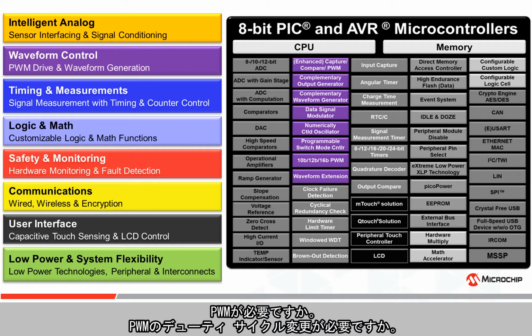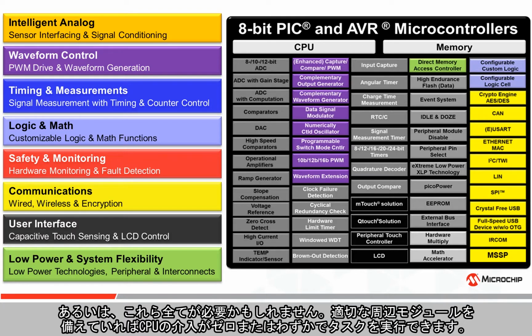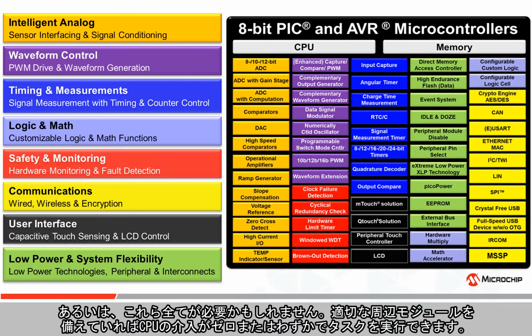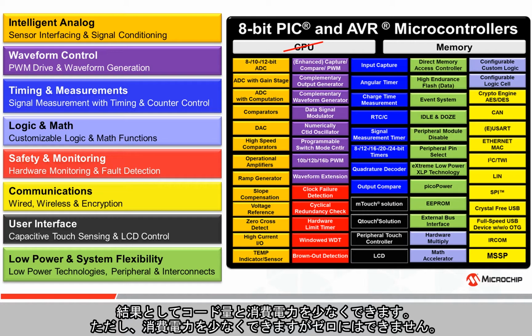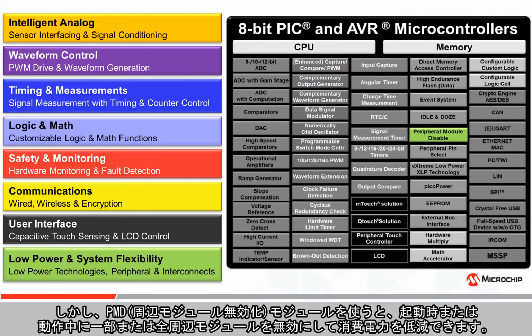Do you need to output a PWM? Maybe you need to change the duty cycle of the PWM. Perhaps you need system comms like I2C and SPI. Maybe you need some logic cell action. Or perhaps you need all of these. With the right set of on-chip peripherals, you can do all these tasks and more with little to no CPU intervention, meaning less code and lower power consumption. You'll notice I said less power consumption, not no power consumption, obviously. Peripherals are circuits, so of course power will be required for them to run. However, the peripheral module disable, or PMD peripheral, allows users to selectively enable or disable any and all peripherals at startup or on the fly, so you can further optimize power this way.